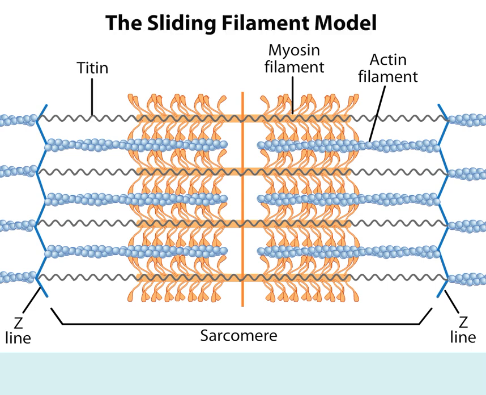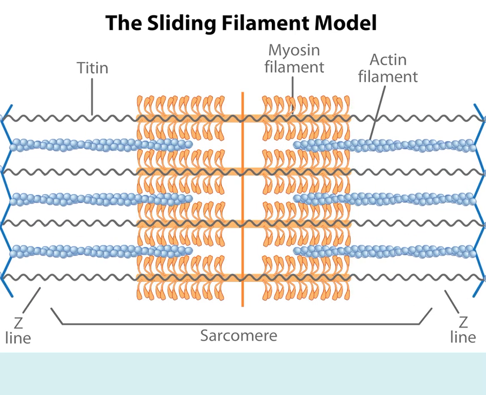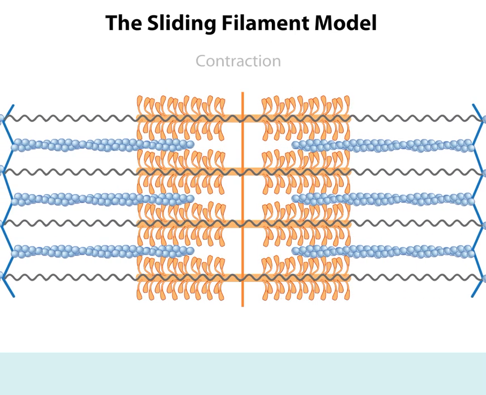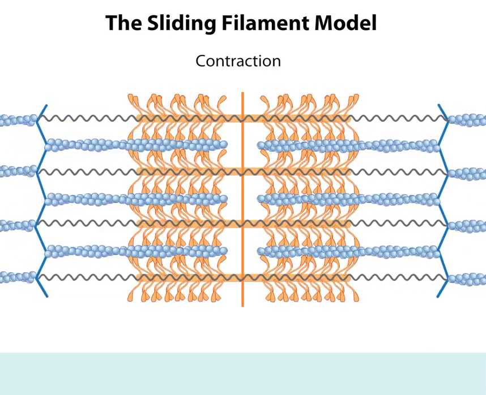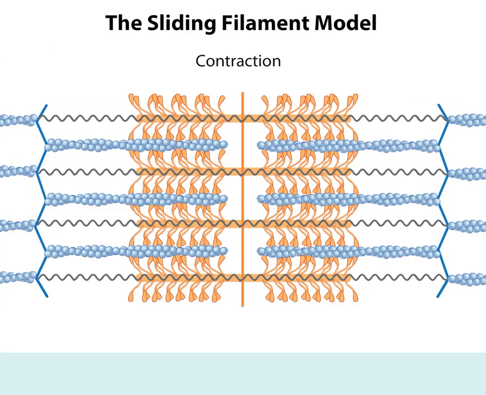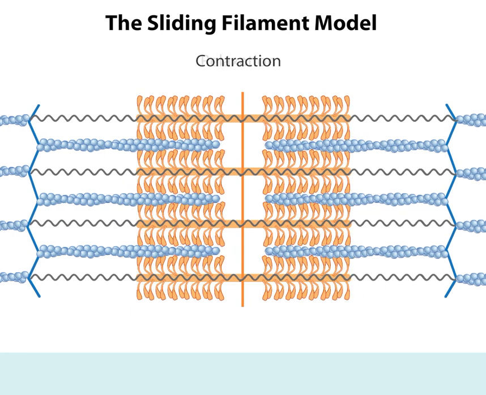The sliding filament model of muscle contraction describes the contraction and relaxation of a sarcomere. During a contraction, sarcomeres shorten. However, the actin and myosin filaments remain the same size. They simply slide past each other, changing their relative positions as the muscle contracts and relaxes.